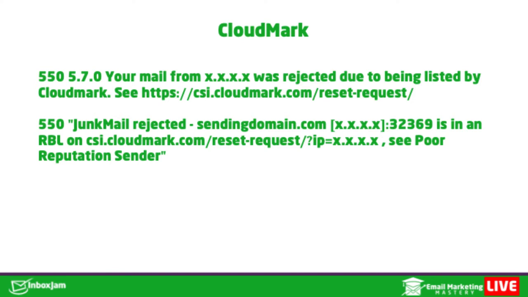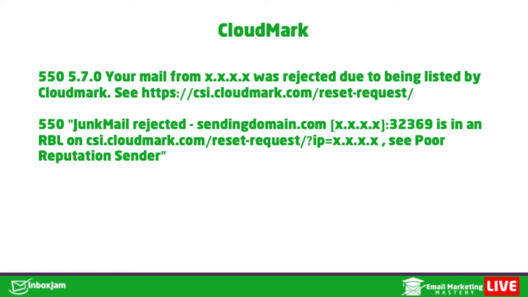But I wanted to show you an example of what these messages look like, the actual log messages when there is a blacklisting at Cloudmark in this instance. Right, so there you can see your mail from, and I X'd out the IP, so you can see the exact IP. Your mail from IP address was rejected due to being listed by Cloudmark C, and it gives you a URL. And this is in the message, right? So you get this information in the bounce message.